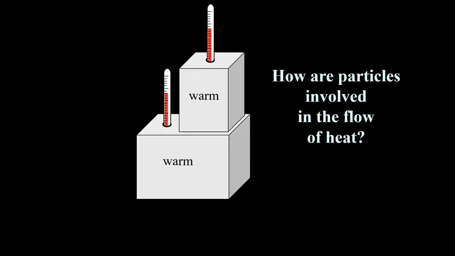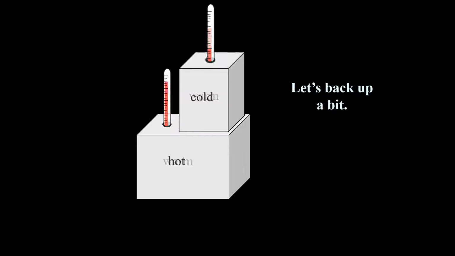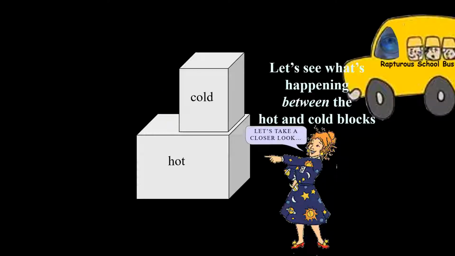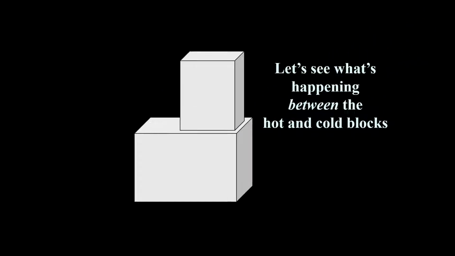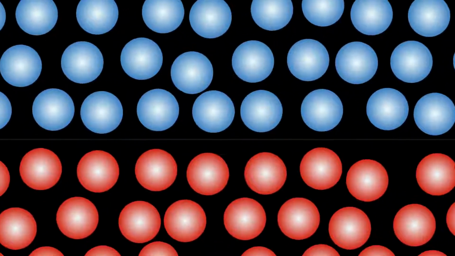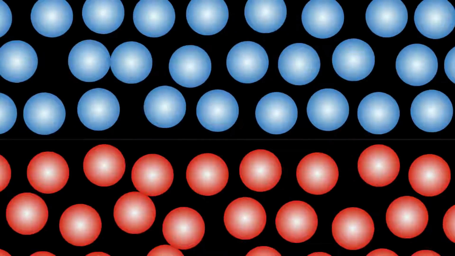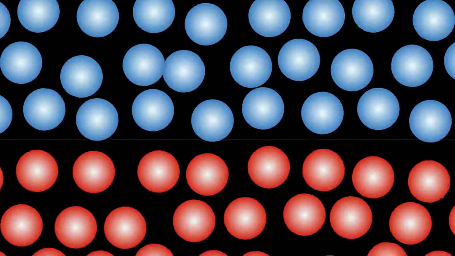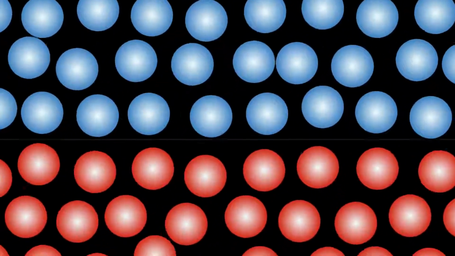So to understand heat, we need to understand how particles are involved in the flow of kinetic energy. Let's back up a bit. Starting with hot and cold again, let's see what's happening between the hot and cold blocks. We'll take a closer look using a magic bus. As we zoom in, you can begin to see the particles that make up the two blocks. The kinetic energy is shown as vibrational motion. The lower block in red has greater vibrational motion. It has a higher average kinetic energy and therefore a higher temperature. The upper block in blue has less vibrational motion. It has a lower temperature.